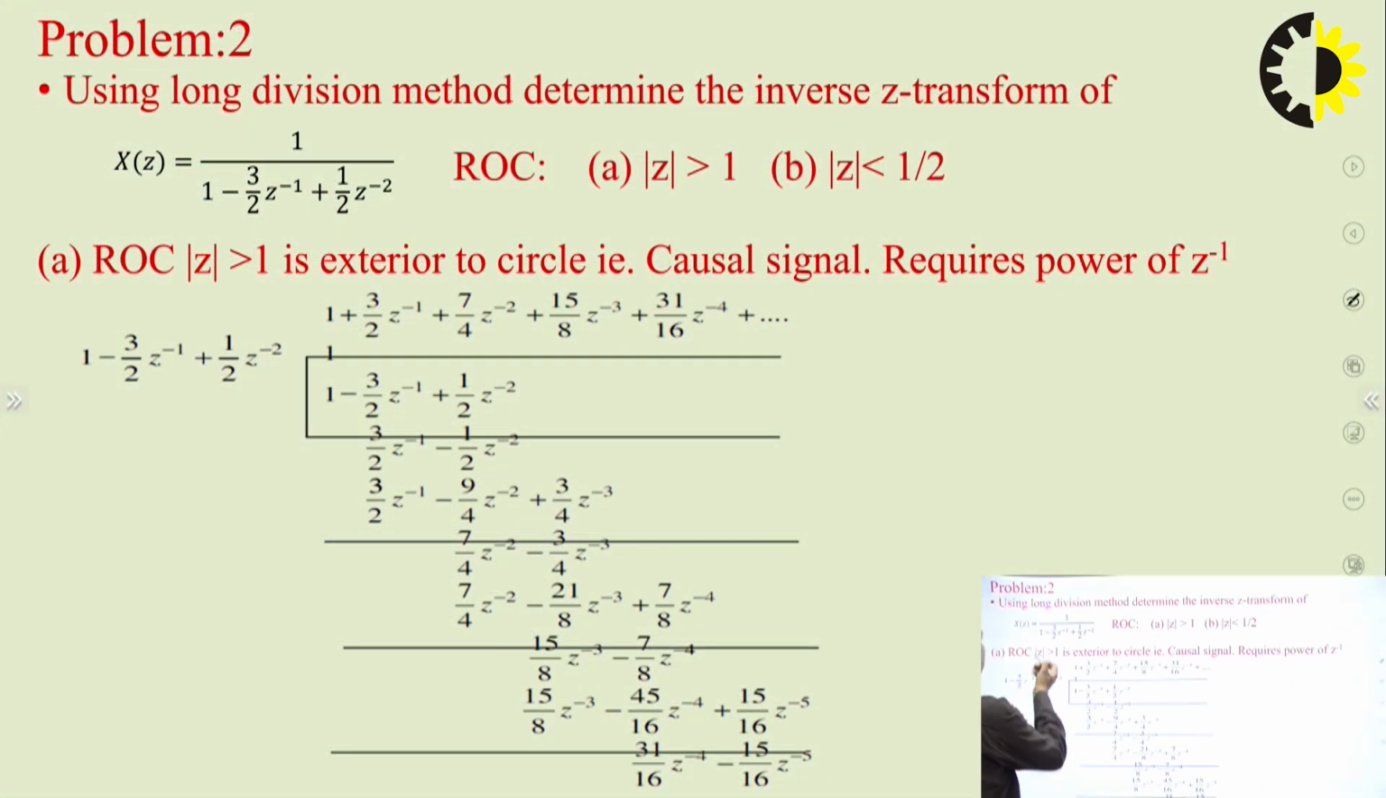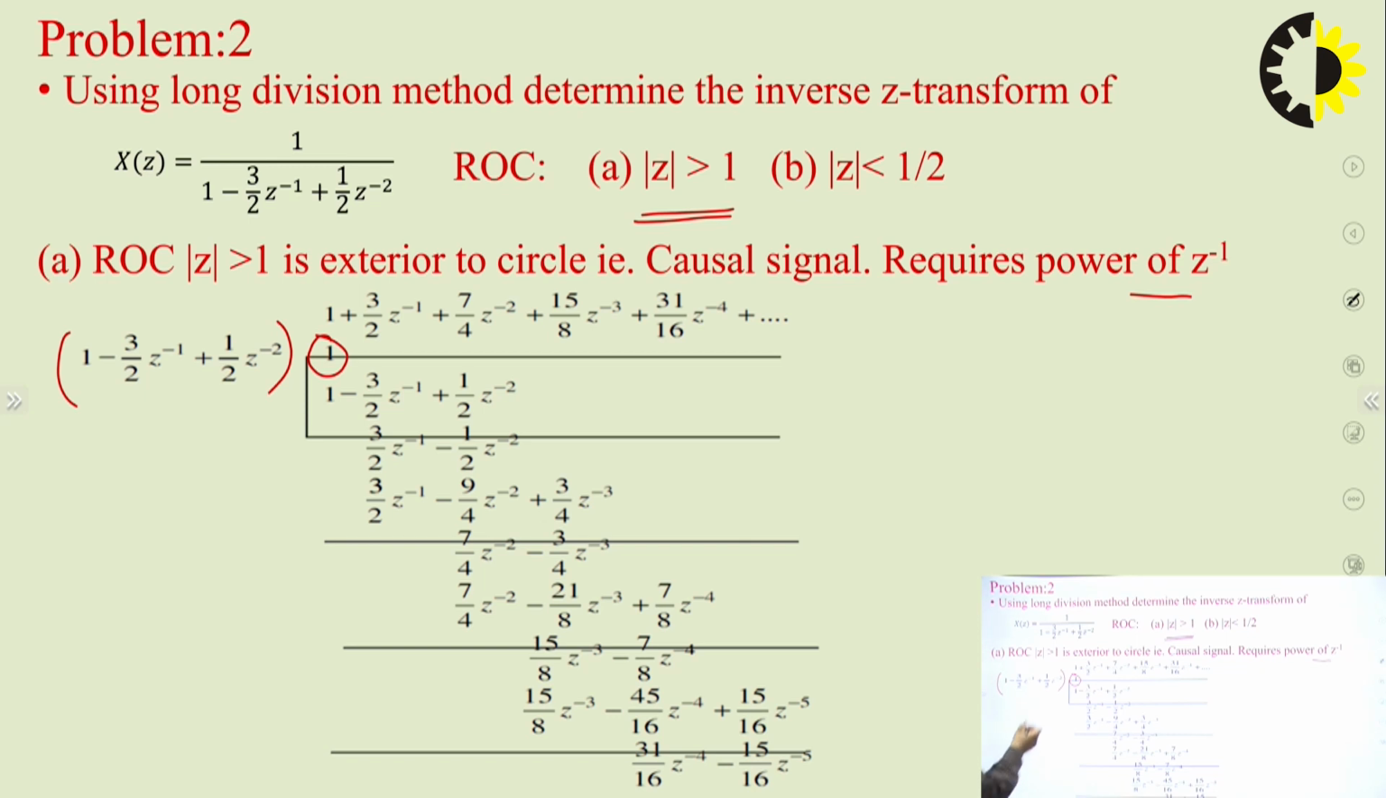So we have been given this. First of all, |z| greater than 1 means we are expecting a causal type of solution, which means your x[n] signal will be a causal signal. So in this case, we require negative powers of z. We will take these terms like this, this is basically your numerator, and you will divide.